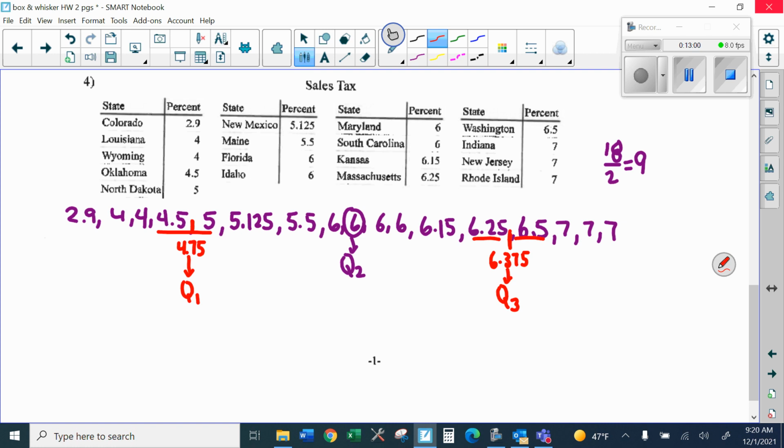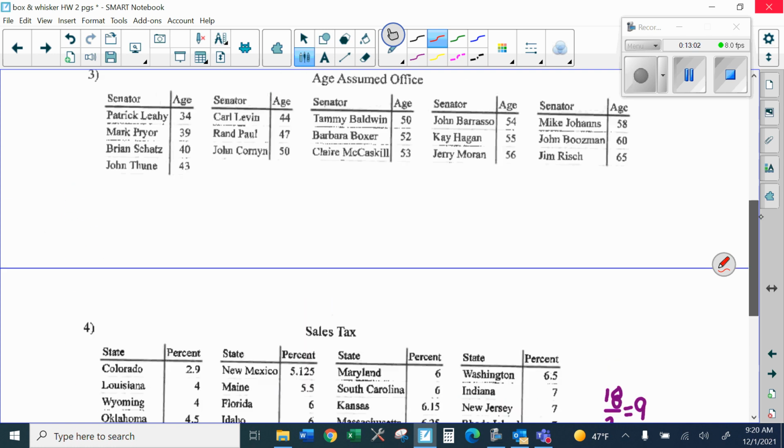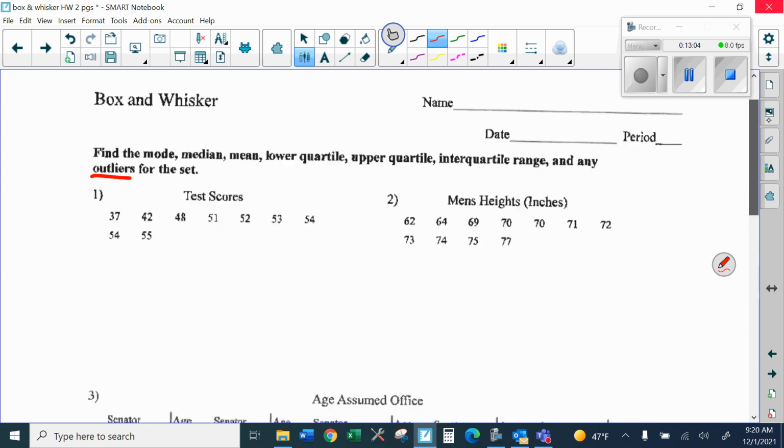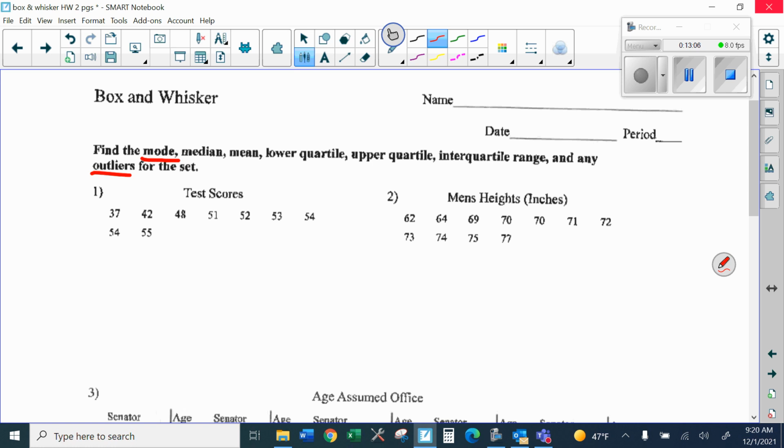Okay, so now it asked me to go back up and do mode. Okay, so we're adding a new one in here, mode.